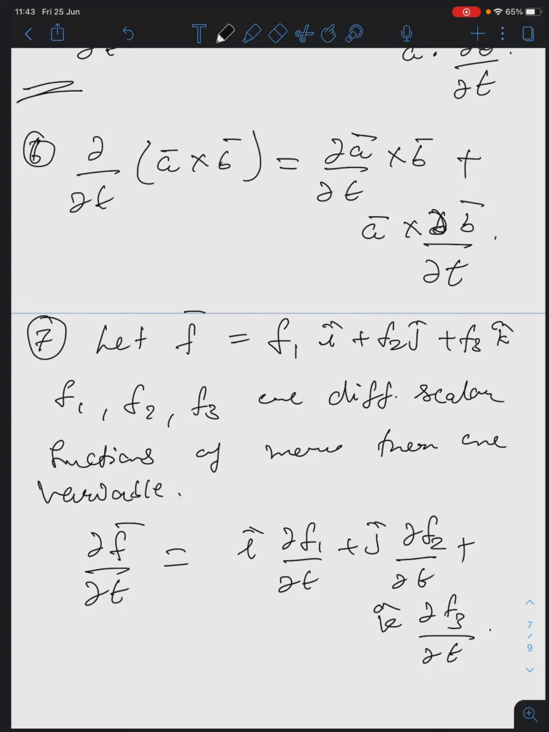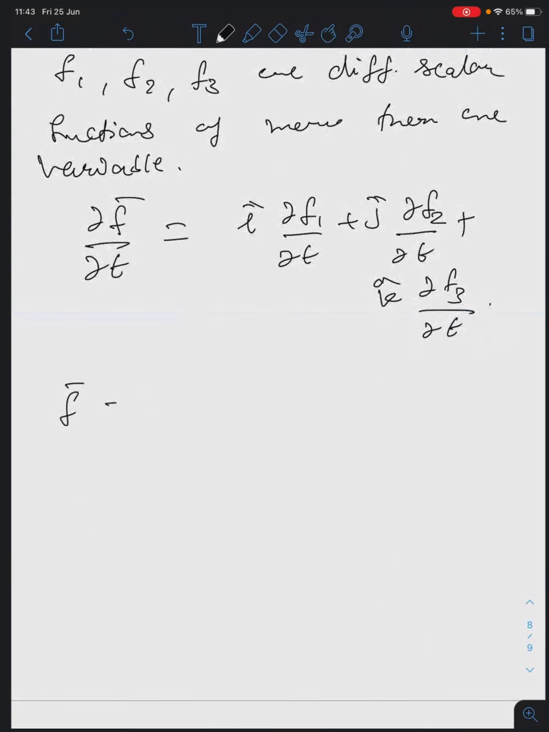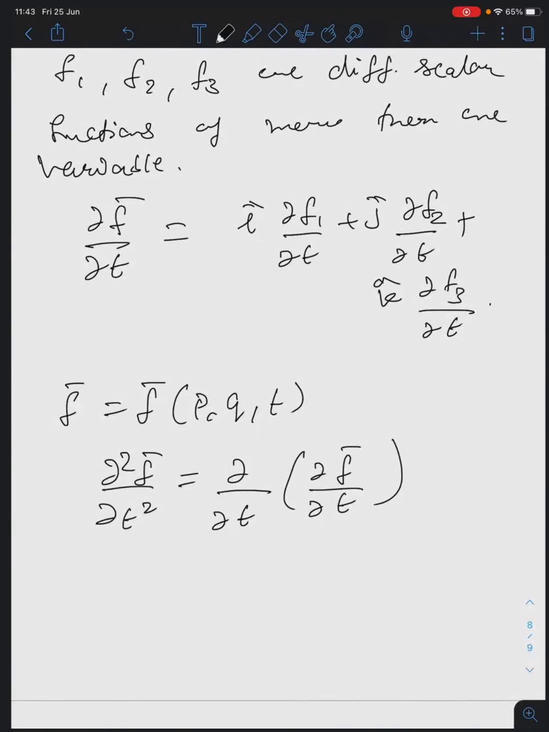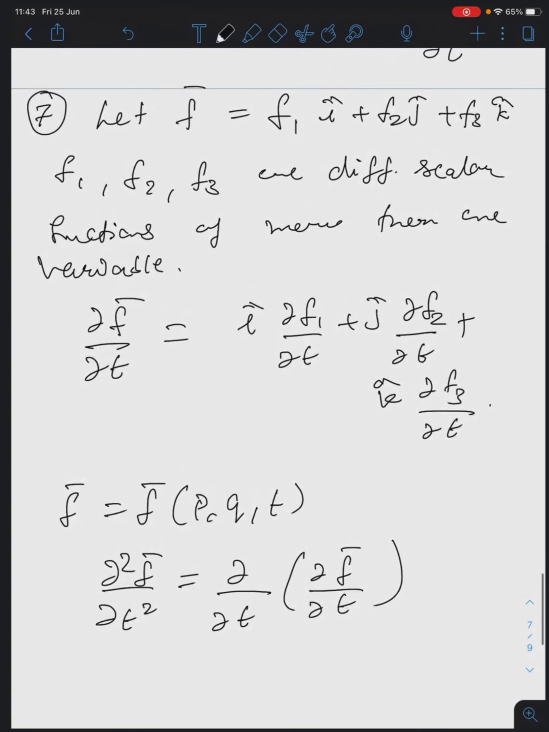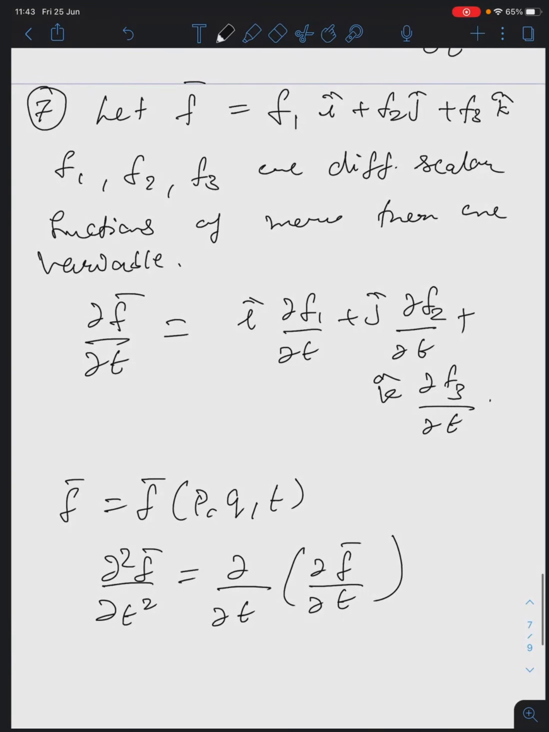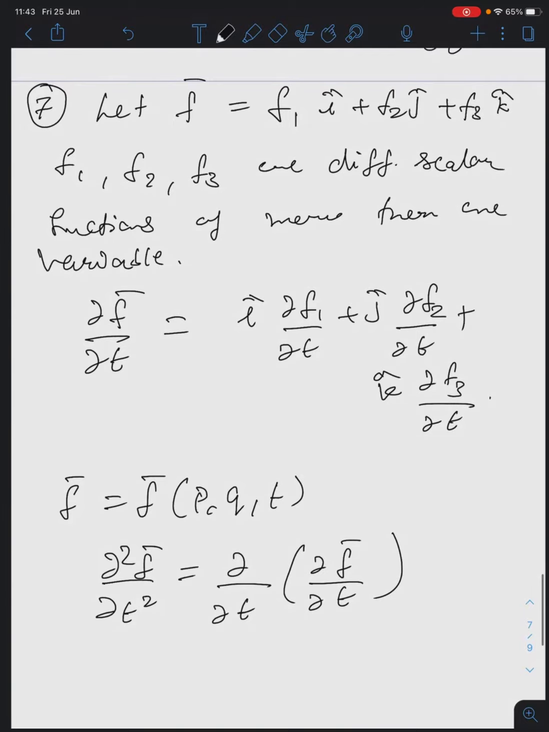Similarly, you can define your higher order partial derivatives also. That means suppose you take F̄ to be a function of P, Q and T, then ∂²F̄/∂T² is nothing but ∂/∂T of ∂F̄/∂T. Similarly, you can define the remaining also. Understood all this? Nothing new in it. It's just a repetition. Instead of a real valued function, you have a vector valued function.